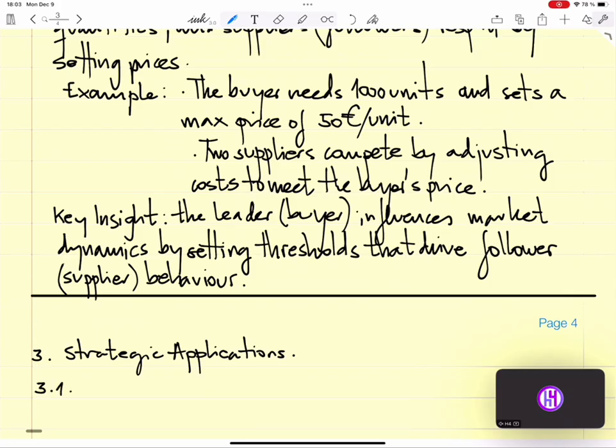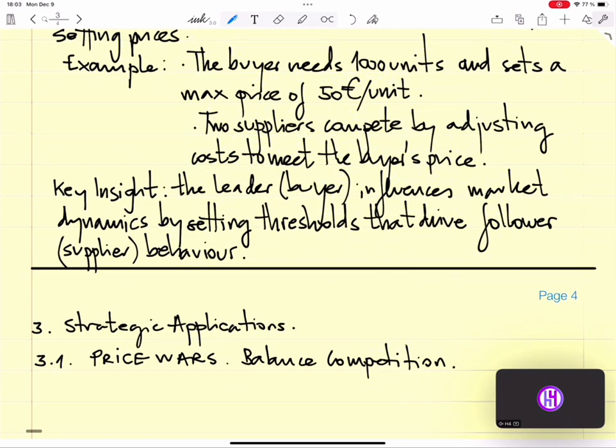One is price wars. Okay, so balance competition. We can say that profit equals revenue minus cost. Okay, this is a general rule.